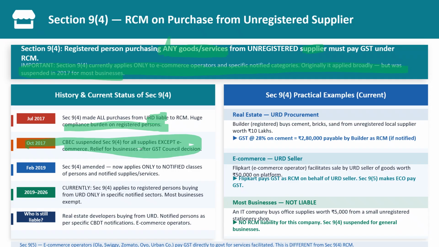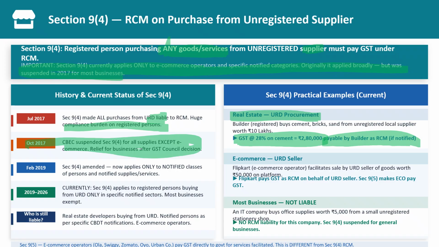Currently only two services are covered, the first being real estate business. If any builder or subcontractor buys cement or bricks or sand from unregistered local suppliers, then in those situations you need to pay the GST. For example, a registered builder buys cement or bricks worth 10 lakhs. GST is 28% on those goods, so the builder needs to pay 2 lakh 80,000 to the government under RCM.